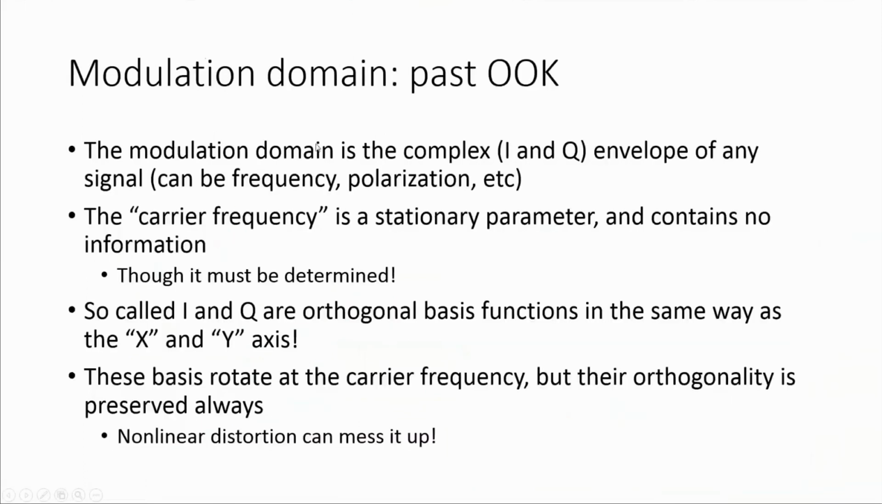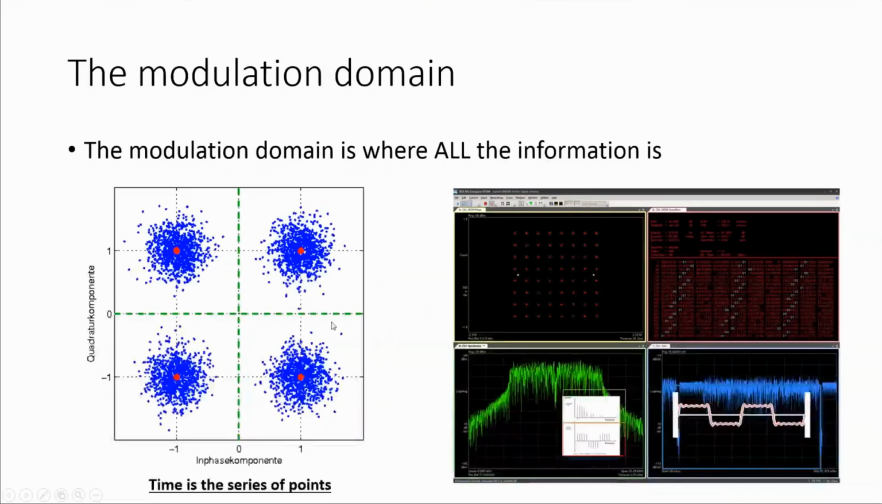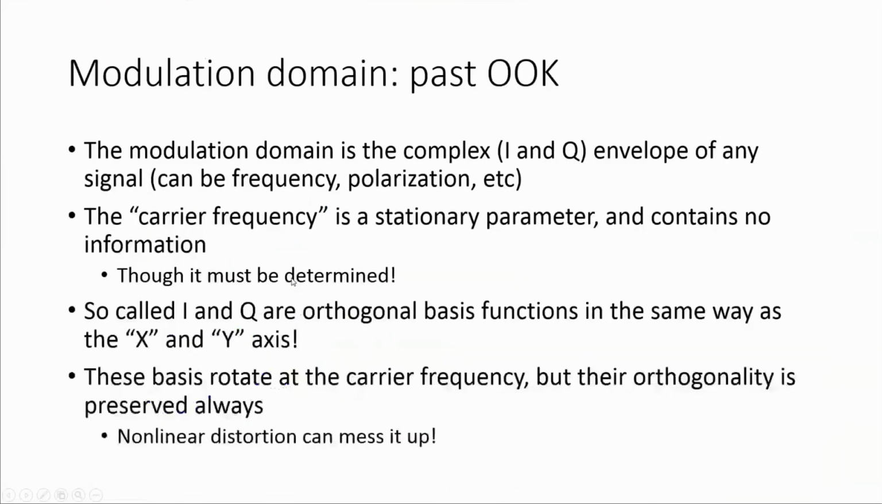So the modulation domain is typically complex I and Q envelope. It doesn't have to be I and Q, but this is something that's most commonly used. It can be frequency, it could be polarization, it could be a lot of different parameters provided that they're orthogonal, which just means you can make an axis, basically. That's a simplification, but it's essentially that.